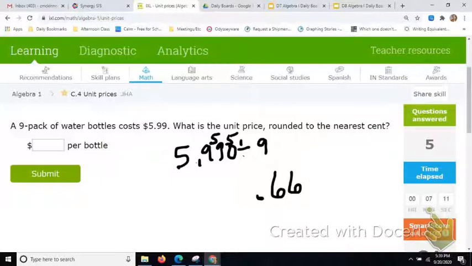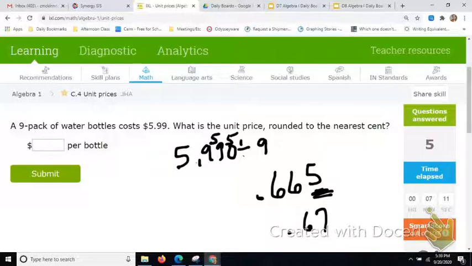9 into 50, I was thinking about the 6. 9 into 50 then would go 5 times. Now, this is going to keep going and going and going. But I only need to work out to the third place to decide, is it staying 66 cents or is it going up to 67? So since 5 is 5 or higher, we're going to round up. So it's going to be 0.67.